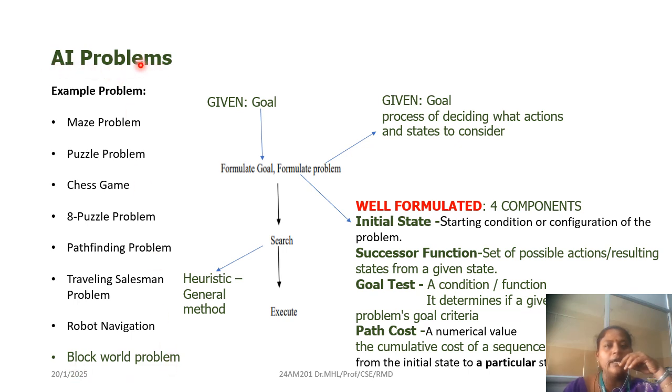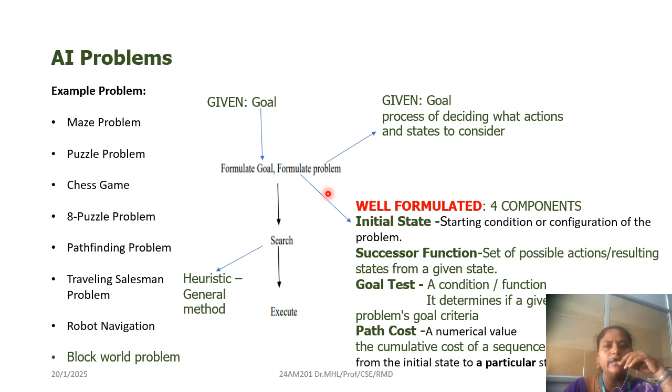For AI problems, first we should know a clear idea about the problem. It has to be formulated properly. When we formulate, we should know what is going to be our goal. So in most of the problems, goal will be given. The goal will be to process, or the process of deciding what actions and states to be considered.